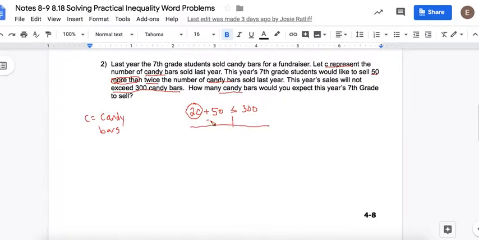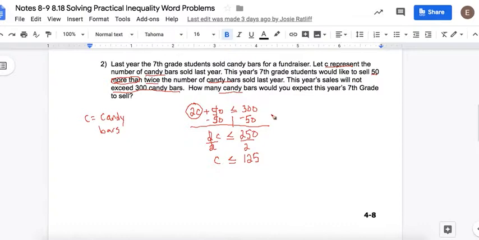The opposite of adding 50 would be subtracting 50. 50 minus 50 is 0. Bring down your 2c. Bring down your symbol. And 300 minus 50 is 250. The opposite of multiplication is division. So we're going to divide both sides by 2. 2 divided by 2 is a 1 in disguise. So bring down your symbol. And 250 divided by 2 is 125.